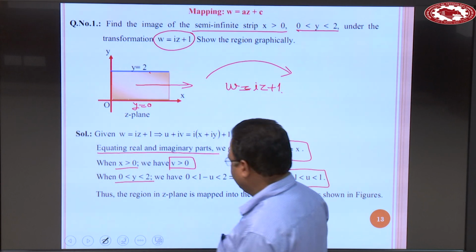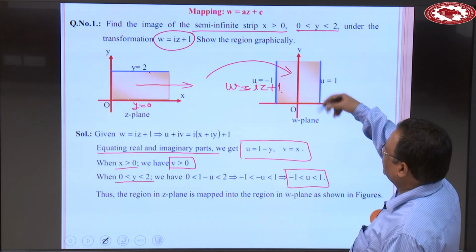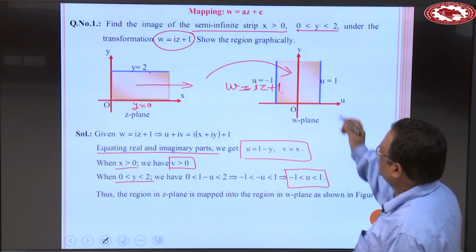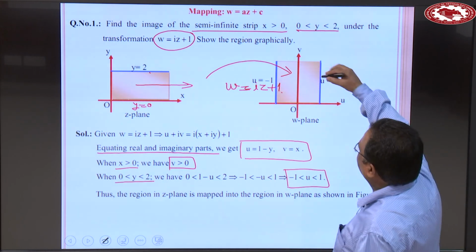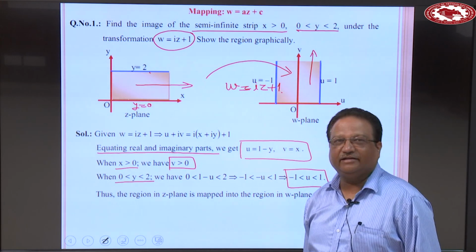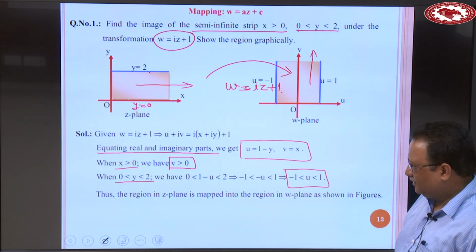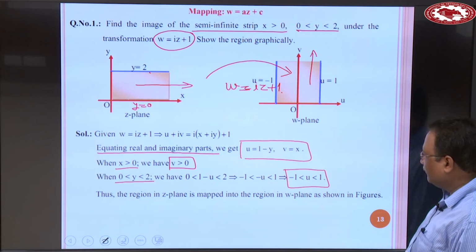Thus, the region in the z plane is mapped into the w plane as shown in the figure. So that one is the process. Okay. So u in between minus 1 to plus 1 and v greater than 0. So in this way you can develop the region in the w plane, clear.